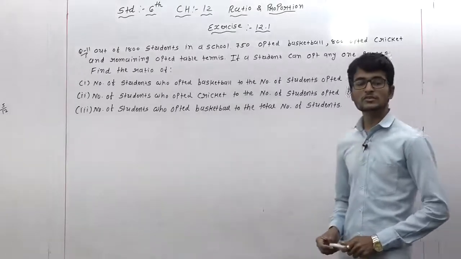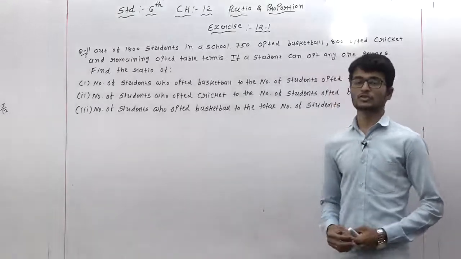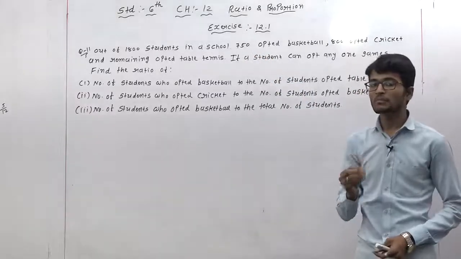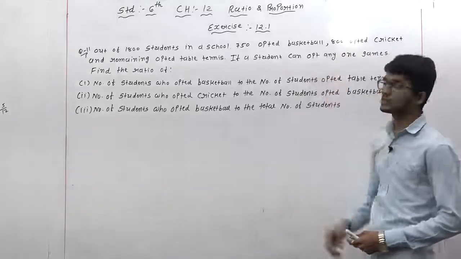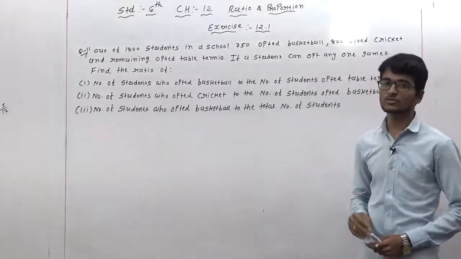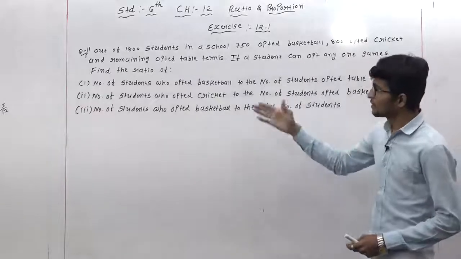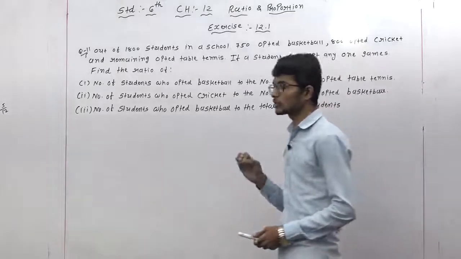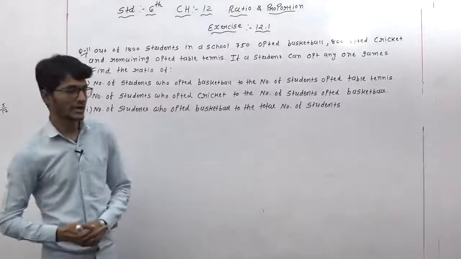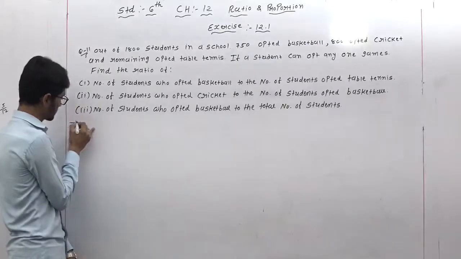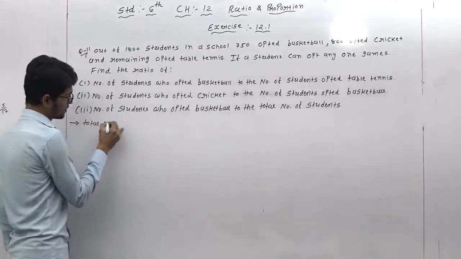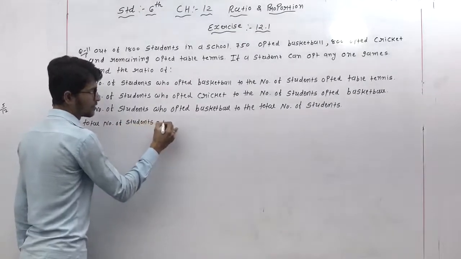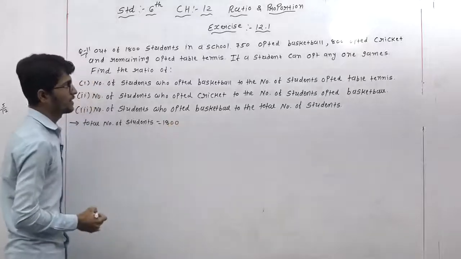So first of all, in any schools total 1800 students, 750 opted by basketball, 800 students opted by cricket, and remaining students opted by tennis. And then after we have to find the ratio of this following. So first of all, the total number of students, so write down total number of students is equal to 1800, right?